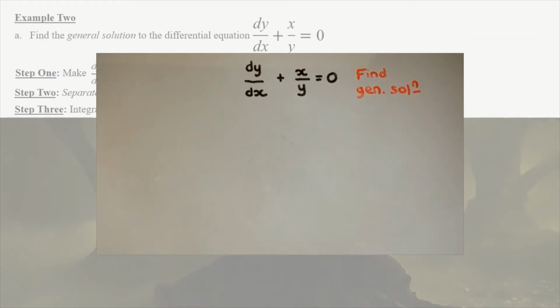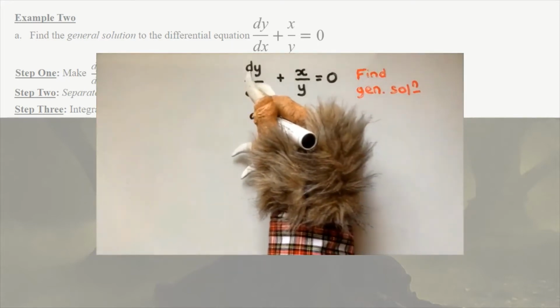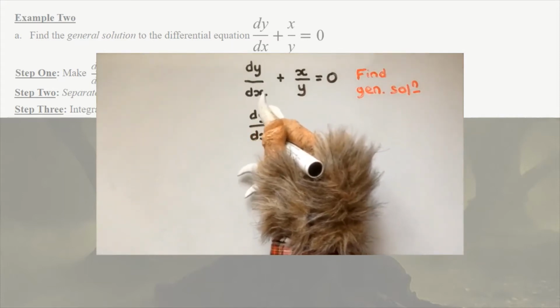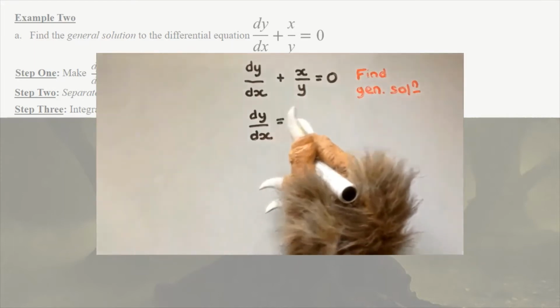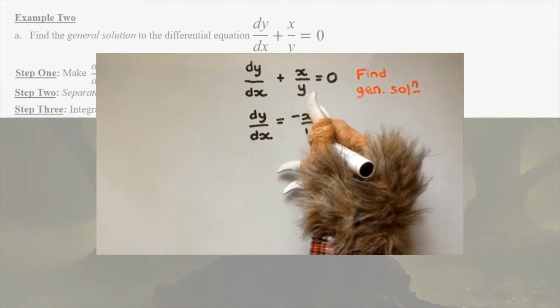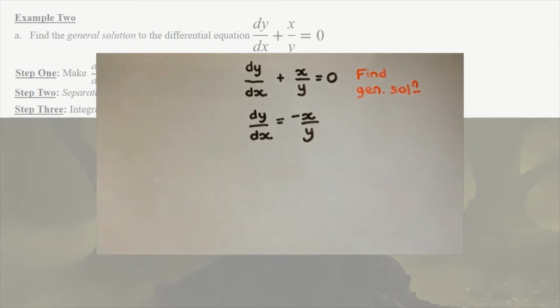Now that will make dy by dx the subject. Let's do that. So we're going to have dy by dx, and because I'm subtracting from both sides, that's going to give me negative x over y. Now this may look familiar if you've done the preparation task. What now? Well, this is the key step. We're going to have to separate the variables.